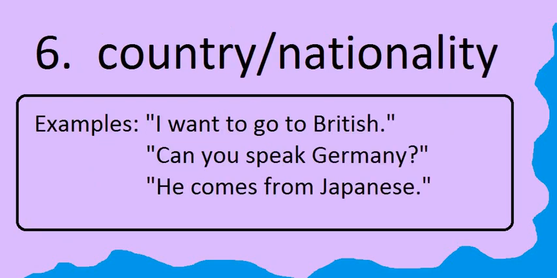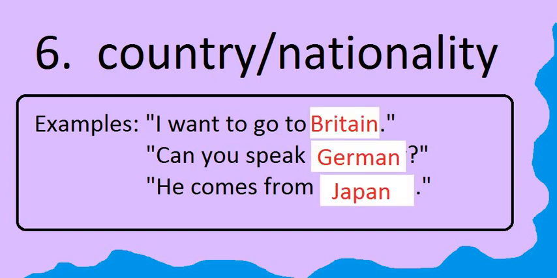Number 6, country and nationality. People often get mixed up with these. And here I have 3 examples. I want to go to British. Can you speak Germany? He comes from Japanese. All of these are wrong, and can you hear why? Well, let's look at what they should say.